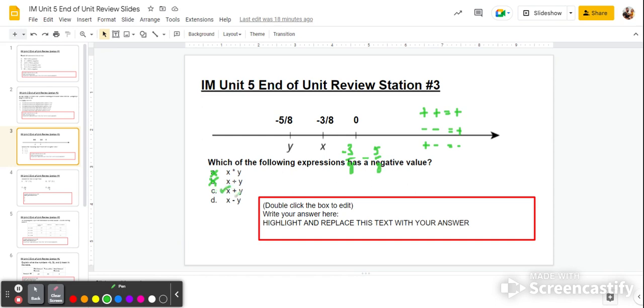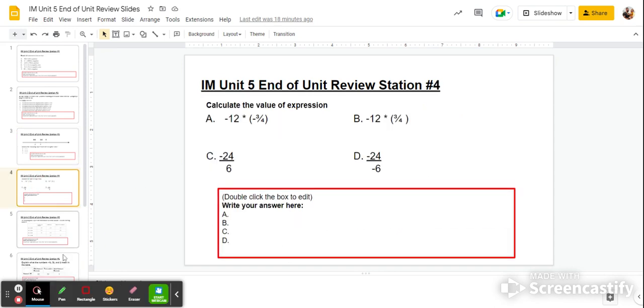This one works. Let's give that a good old check mark. And then lastly, X minus Y, X minus a negative, which is a plus, and this is a bigger number, so that's going to be a positive here. It's not going to work. It ends up being negative 3/8 plus 5/8, because we have two negatives, and that's going to go bigger to a positive 2/8. So no, that one does not work. Only acceptable answer here is C. And I know you got that right. Good job.